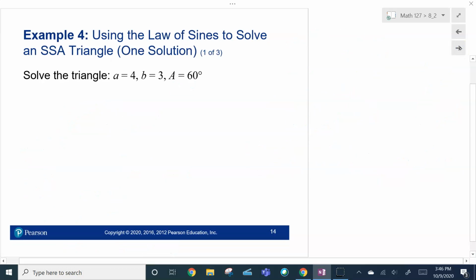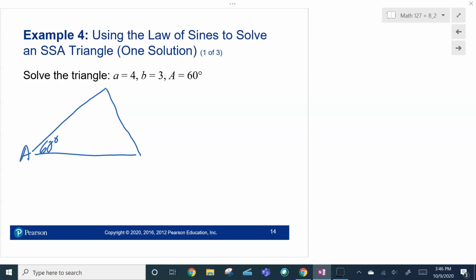All right, let's do another one here. Nice thing about this one is they give us angle A, so it actually fits our diagram. All right, so number one, let's find this h. Let's compare the h to the a and the b.